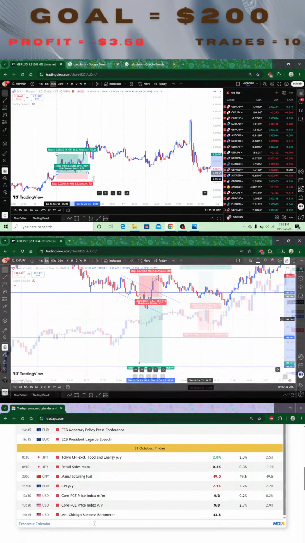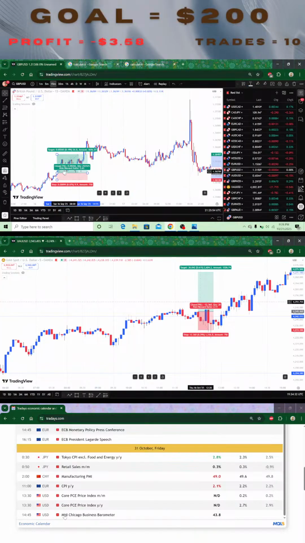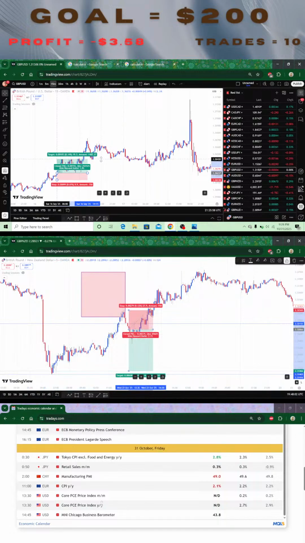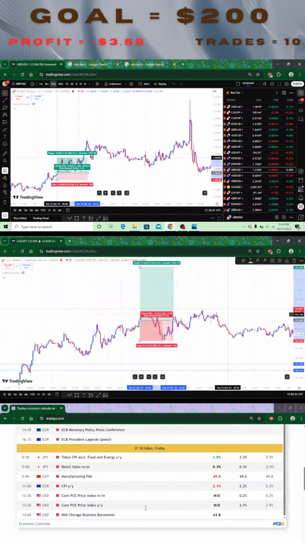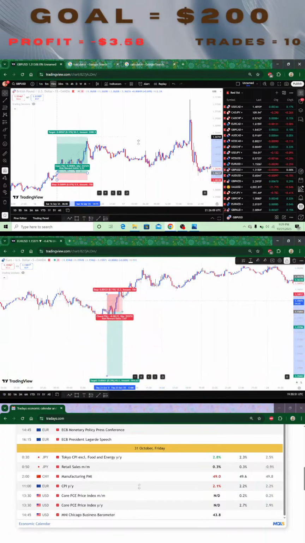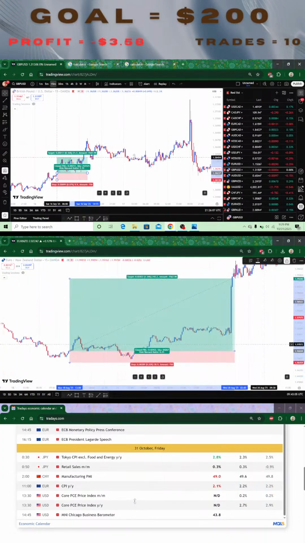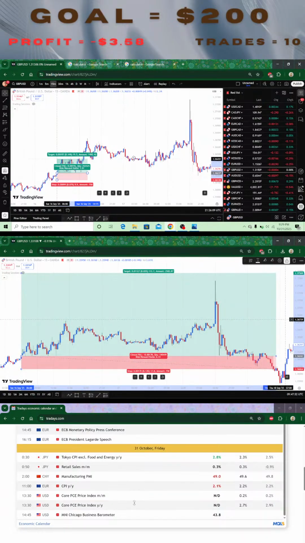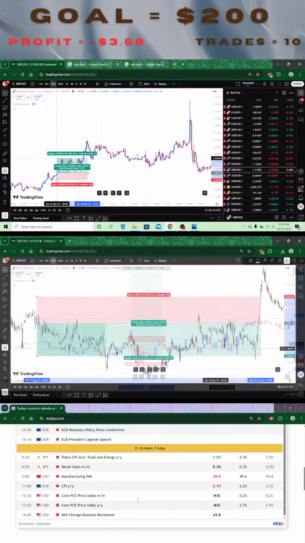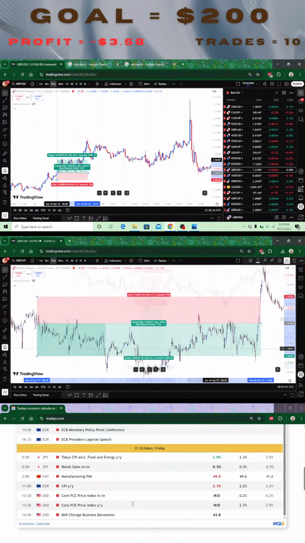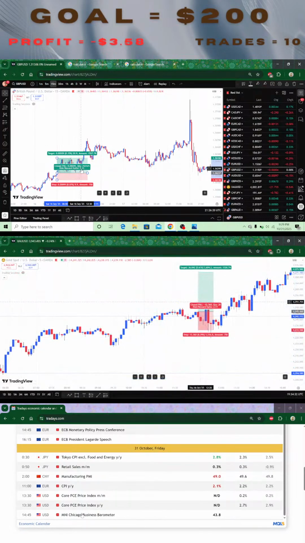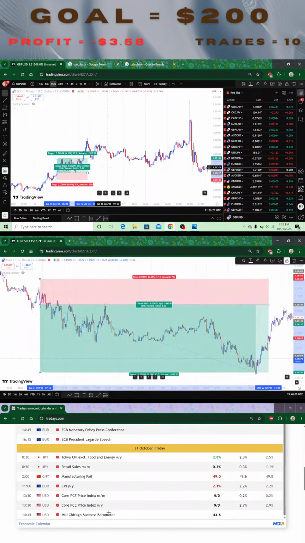If we're literally risking only $1, the take profit should be 1:2.1. Oh goodness, why are you jumping? 2.1. Oh, I nearly hit it. I almost got it. Okay, yes, 1:2.1. And this take profit was hit.